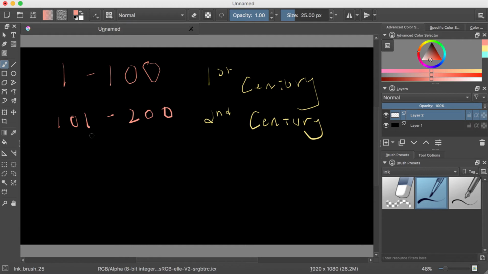And let's take a deeper dive into this, the second century right here. I'm not going to output all the numbers, I'm just going to put in the first 5 because that would take too long. So 101, 102, 103, 104, 105. And look at these ones at the beginning of each of the numbers.